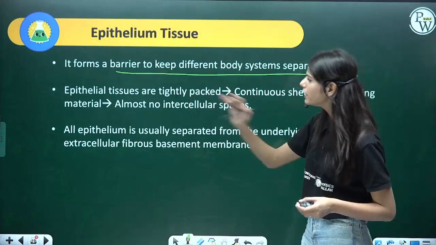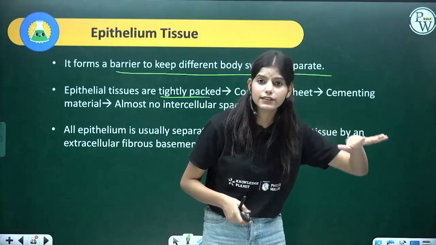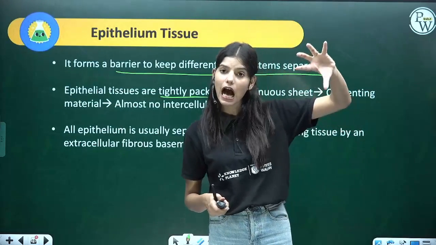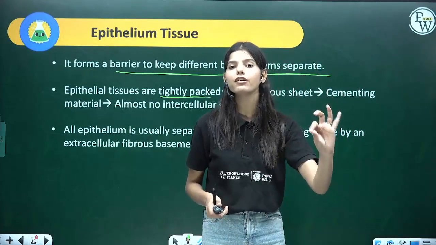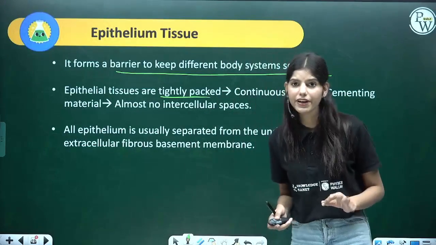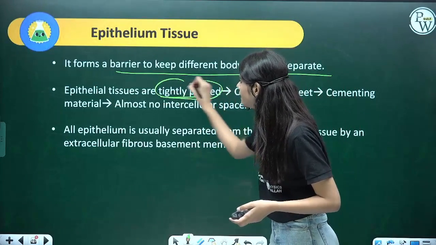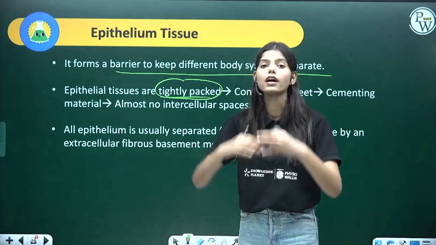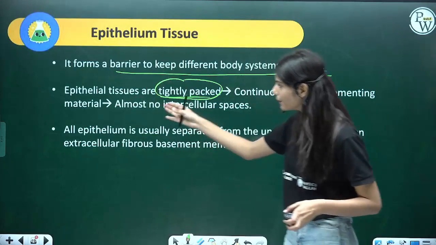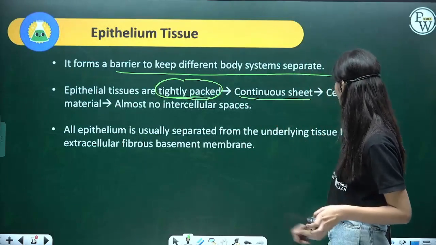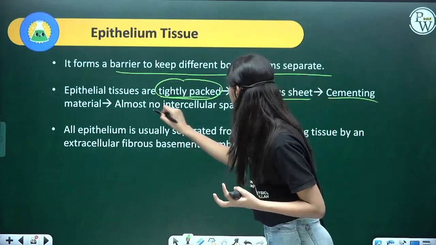Not just this, epithelium tissues are tightly packed. We have learned that the epidermis in plants is tightly packed and has no intercellular spaces. Why exactly? It makes the outline covering of the parts of the plants, and the outermost protective covering should be continuous, having no intercellular spaces. In the same way, in animals, epithelium has cells which are tightly packed. Because we also need a continuous boundary which is protecting all of our organs and body parts. So epithelium tissue is tightly packed, making a continuous sheet, joined by cementing material, with no intercellular spaces.